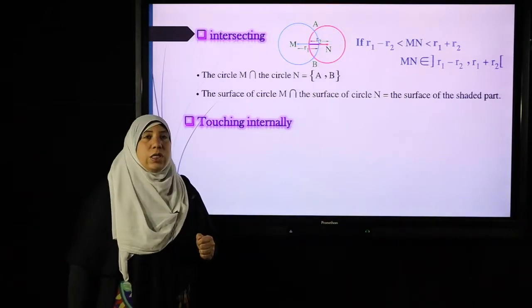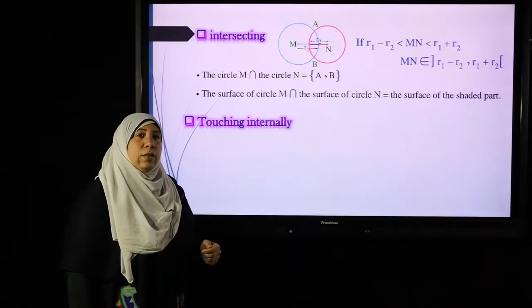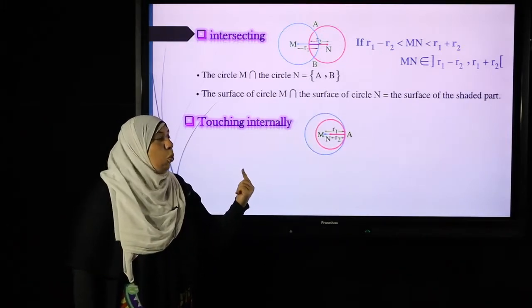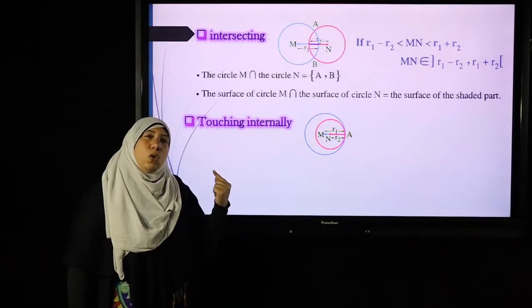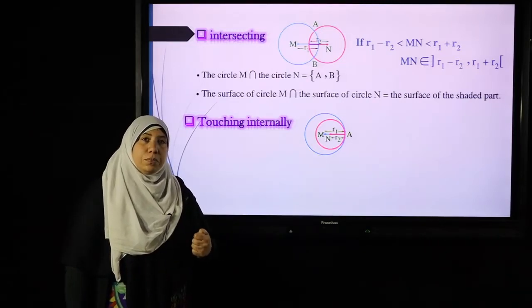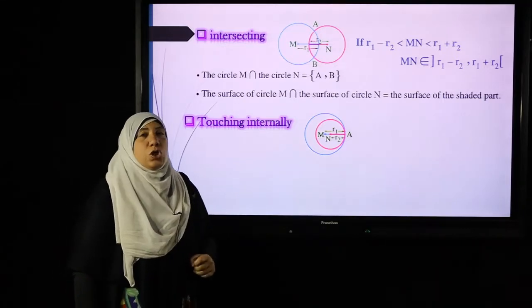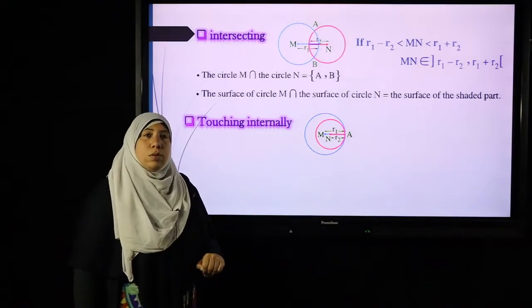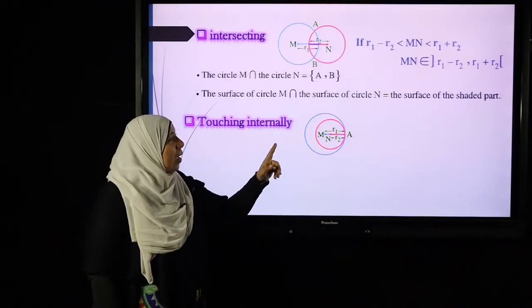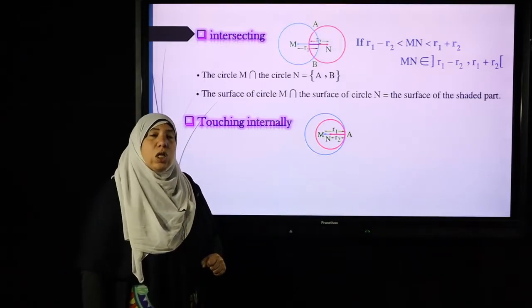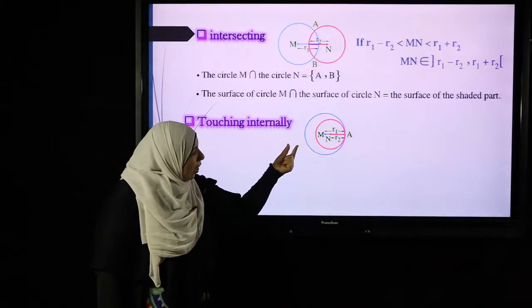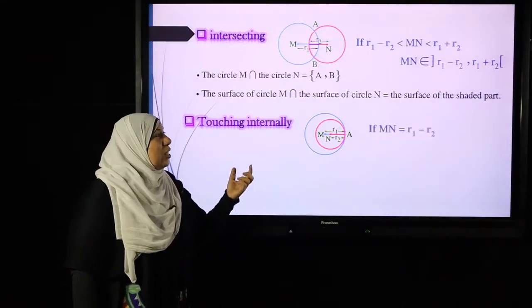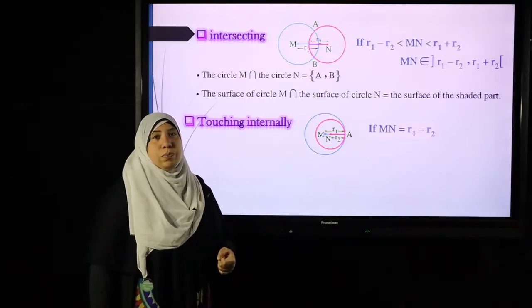The fourth position here is touching internally. If the 2 circles come closer till one gets inside the other and only touches at one point A, this position is called touching internally. You notice that MA is R1, the radius of the blue circle, NA is the radius of the small one, and MN is the distance between their centers. So MN here is R1 minus R2.